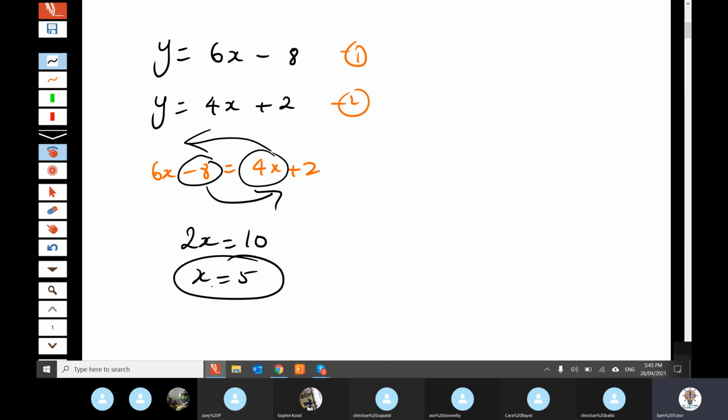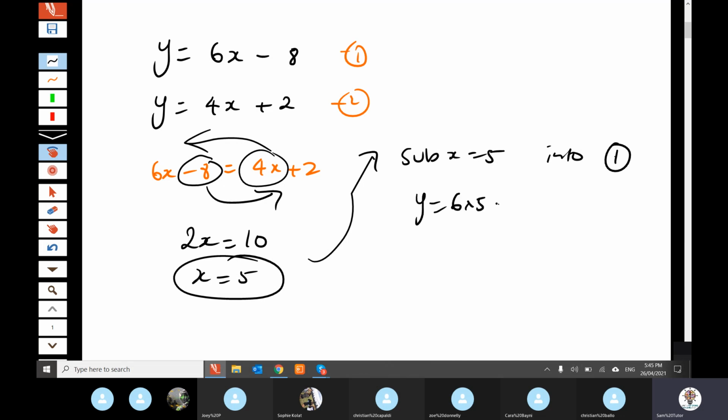What do we do now? Sub x equals 5 into anything. We'll just sub it into number 1 again. y equals 6 times 5, take away 8. 30, take away 8 is y equals 22. Feel a bit better? Yeah. Good. That's that style. So if you ever see y equals, you're like, sweet, bang, bang. So make them equal to each other and just do it.